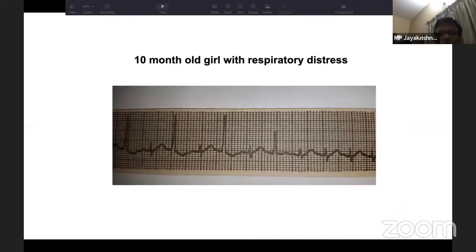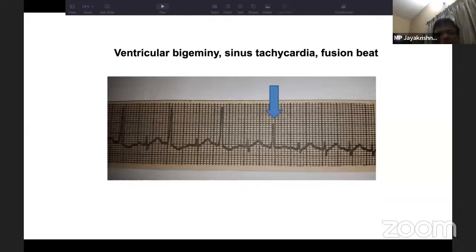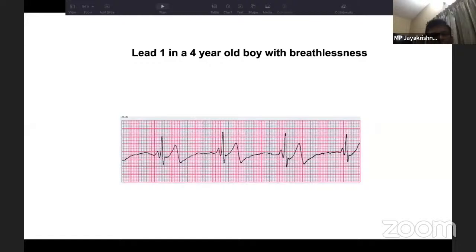This is a 10-month-old with respiratory distress. There are abnormal QRS complexes, actually wide. I'll come to the answer now. It's actually ventricular bigeminy. Alternatingly, there are abnormal QRS complexes. And you can see the inverted T wave that actually follows the QRS complex. I'll come to another example after some time. And a fusion beat is somewhere midway between a normal complex and a ventricular ectopic. We'll come to the ventricular ectopic part again.